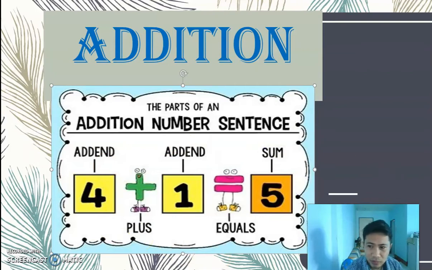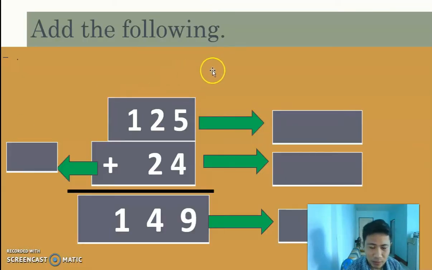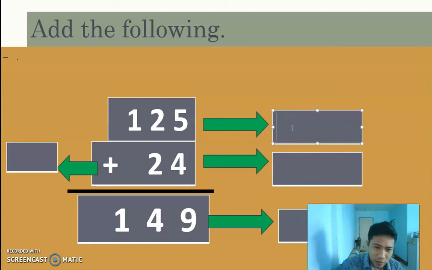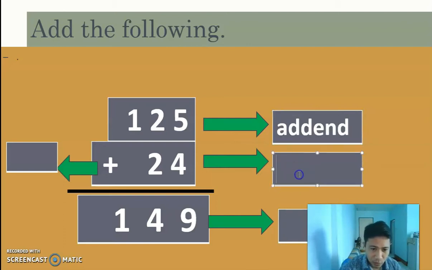But what if the addition sentence is written also in vertical way, like this one? So 125 plus 24 equals 149. So we are going to determine the parts of addition sentence. So let's say 125, we call 125 as addend. And of course, 24 also is addend.